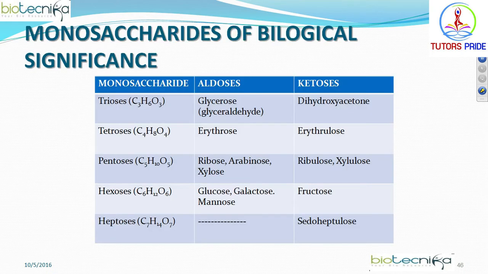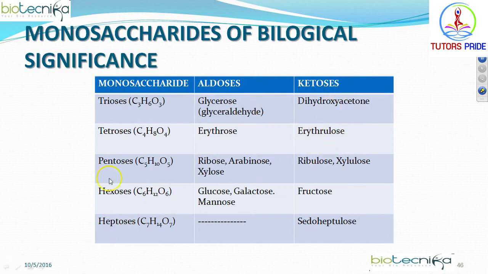Monosaccharides of biological significance: what is their importance? Triose is dihydroxyacetone. Aldose and ketose: triose means a 3-carbon containing carbohydrate. In aldose form, this is glycerose; in ketose form, it is dihydroxyacetone. Tetrose is a 4-carbon containing carbohydrate. If it is aldose, it is erythrose, and if it is ketose, erythrulose.